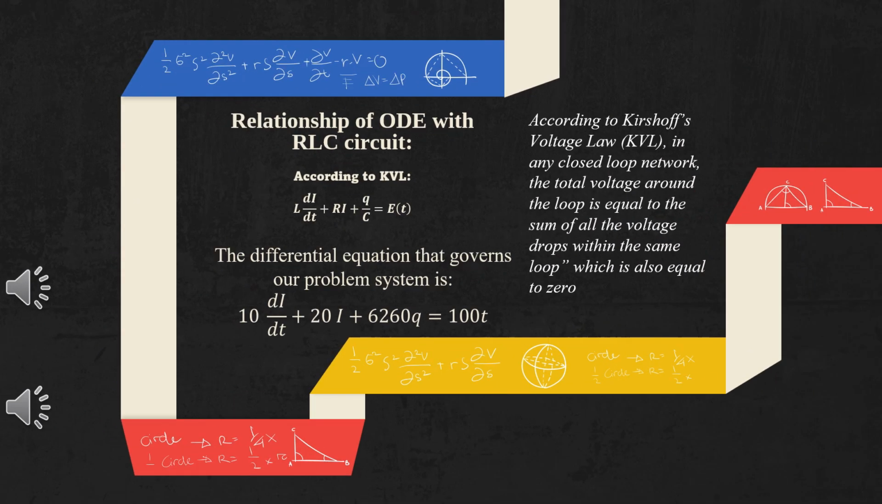Here in the slide, the relationship between the ordinary differential equation and the RLC circuit is shown. So the equation we saw in the question is given here. This equation came from Kirchhoff's voltage law, which is in any closed loop network, the total voltage around the loop is equal to the sum of all the voltage drop within the same loop, which is also equal to 0. Now the RLC circuit, according to our problem, is a series circuit. So the differential equation that governs our problem is also shown here.